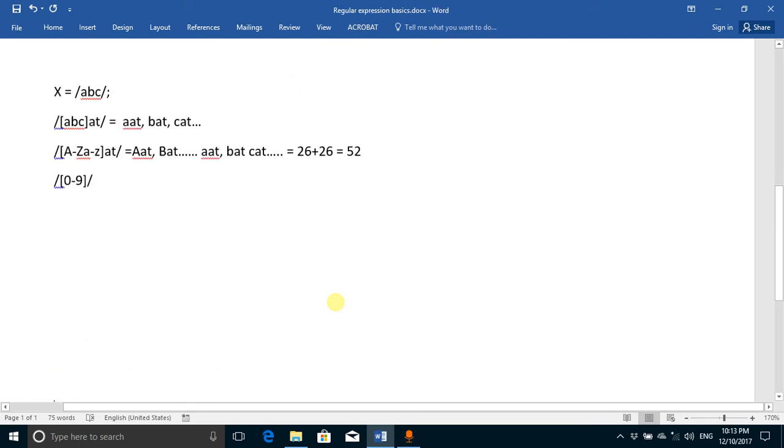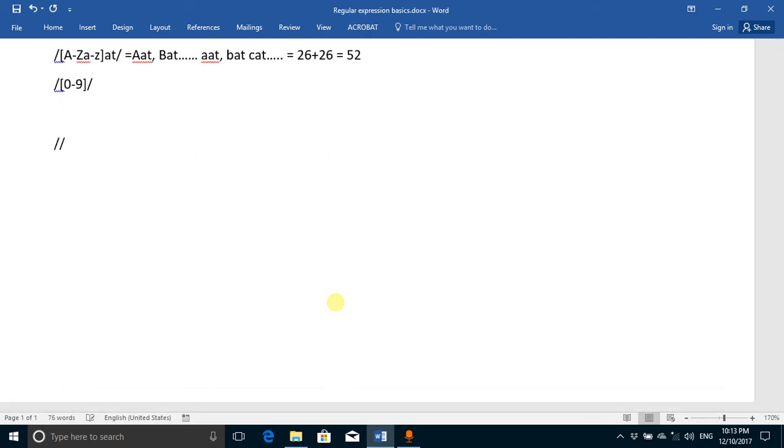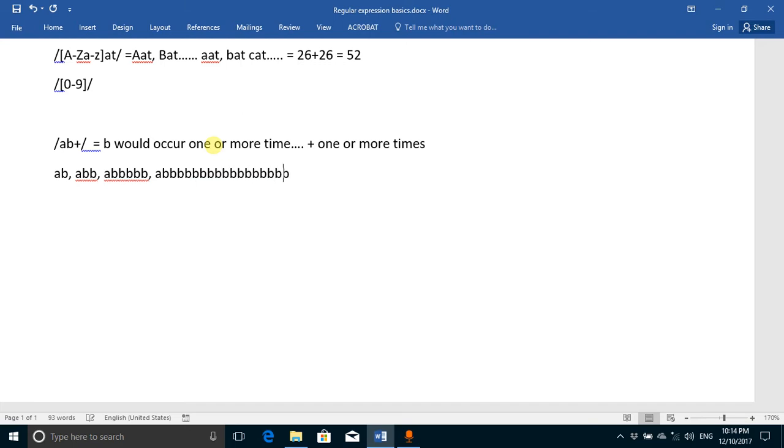So next are these symbols. We study them one by one. If I write a regular expression like AB and add a plus sign at the end of the B, plus sign means B would occur one or more times. So plus is actually one or more times. So the valid words for this regular expression are: AB is valid here, B occurred one time; similarly ABB is valid, ABBB is valid, and so on. There is no upper limit. And it is called Kleene plus.